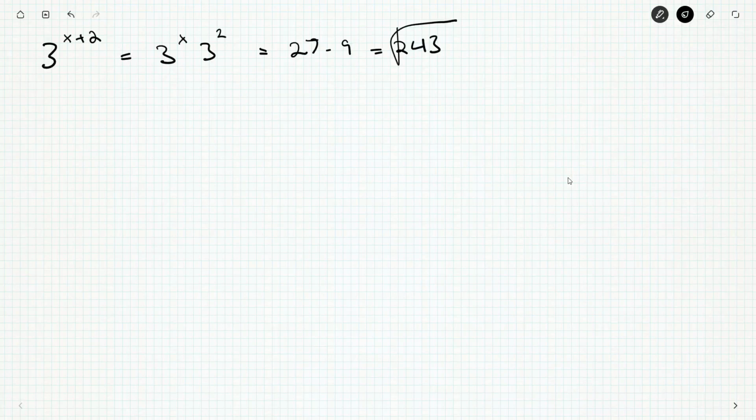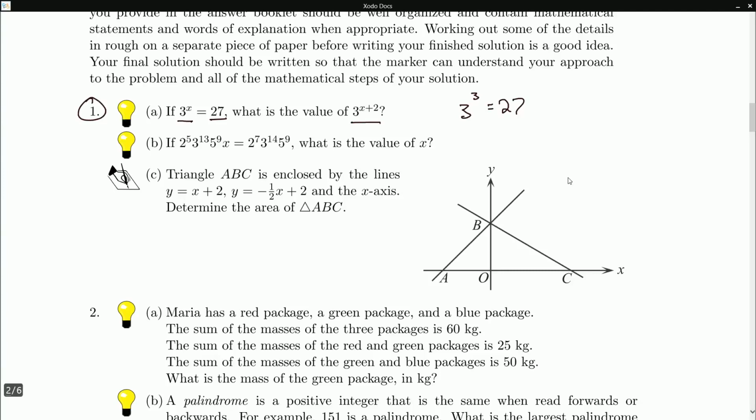But another way to go about it is you don't actually need to figure out what x is. Because when you have a sum in your exponents, that turns into a product of 2 different exponents with the same base. And I know what 3 to the x is. It's 27. I know what 3 to the 2 is. It's 9. 27 times 9. Again, if you need to, grab your calculator, and you'll get 243. And you would put that in the box provided in the answer booklet. Okay, very straightforward. How about 1b?